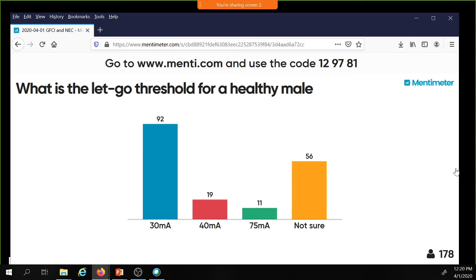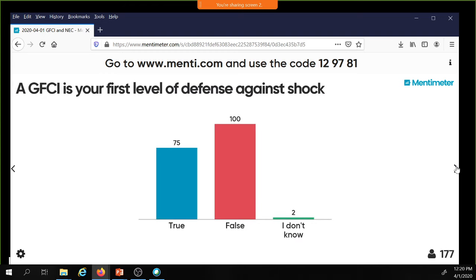What is the let go threshold for a healthy male? All right, so we've got 30, 40, 75, and not sure. 30 milliamps is the answer there, and I have a slide in this slide deck that talks about this specific thing, but I'll let you know that let go is just around 30 milliamps, and we'll talk about that a little bit later. And I know Nihad El Sharif is on the line. Maybe when we get to that slide, I might ask him if he's available to comment on it, but we'll move forward for now.